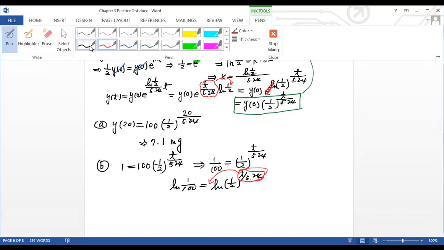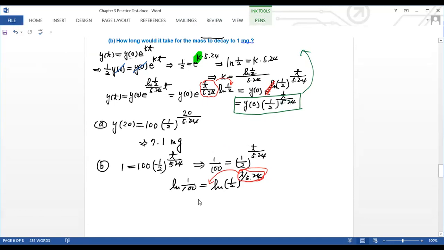Cool. All right, so I can see here, this is going to be t over 5.24 times the natural log of 1/2. So what is the t going to be? The t is going to be 5.24 times the natural log of 1/100 divided by the natural log of 1/2. If you put it into your calculator, you will get t is approximately 34.8 years.